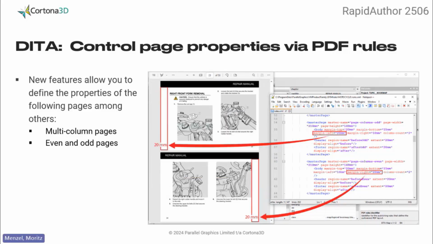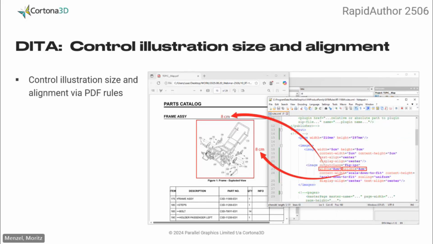And you can also define individual parameters for even and odd pages, for example, with different headers and footers or with different side margins. As another example, illustration size and alignment can now be quickly defined via PDF rules as well.